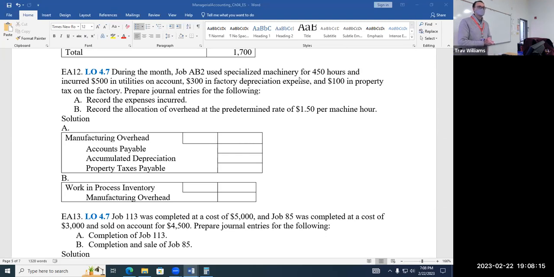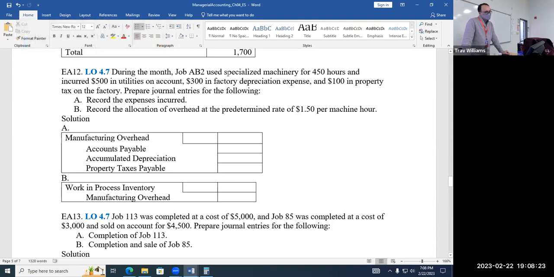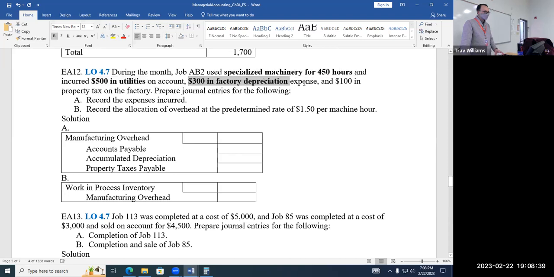Okay, so let's pick it up here with exercise 12. Got a company that it says uses specialized machinery, 450 machine hours. They have incurred $500 in utilities costs, $300 in factory depreciation, $100 in property tax, and we need to prepare journal entries, okay? First, we need to journalize these expenses.